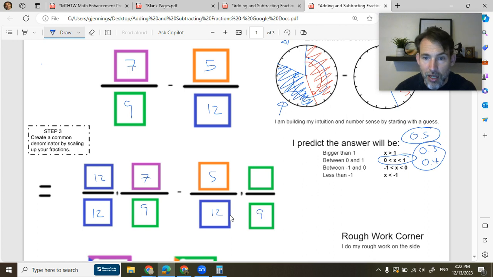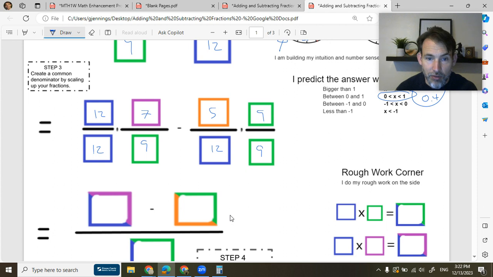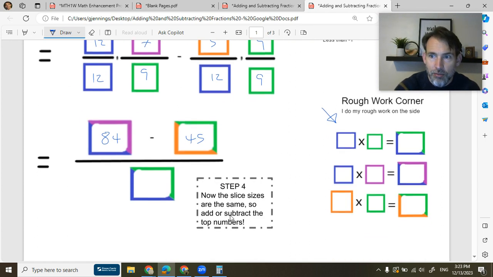This number goes over here, 9, 9. And then we do the multiplications. 12 times 7. Okay, you can do it in the rough work corner if you want, or you can just know that that's 84 because your calculator told you, or because you know your 12 times tables. 5 times 9 is 45, and 12 times 9 is 108.